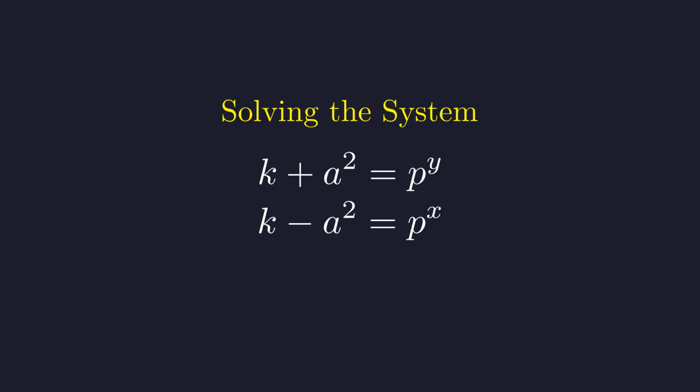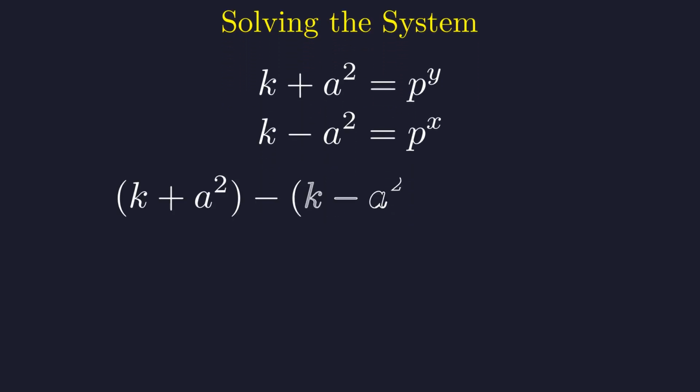We now have a system of two equations. The next step is to eliminate the auxiliary variable k. To eliminate k, we can subtract the second equation from the first. This subtraction yields the following expression.